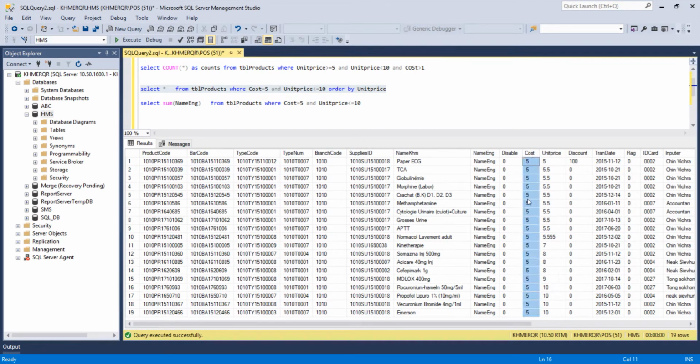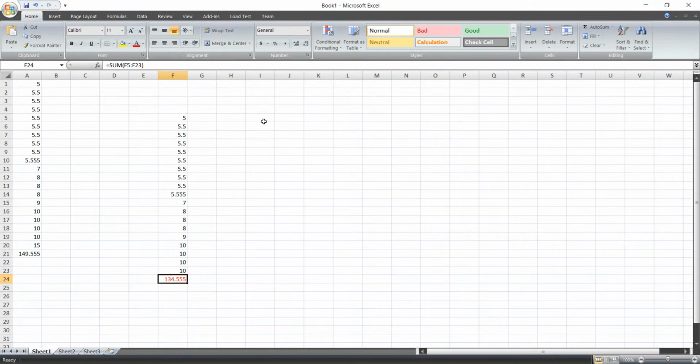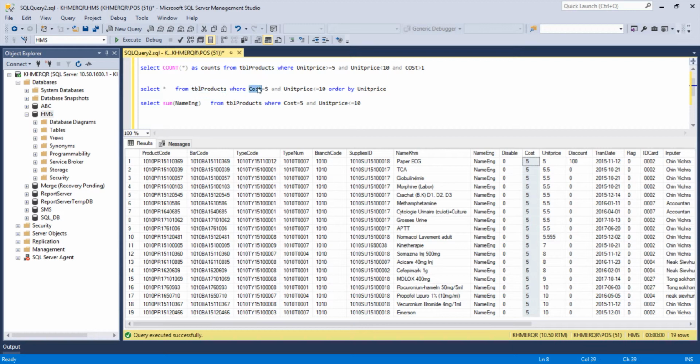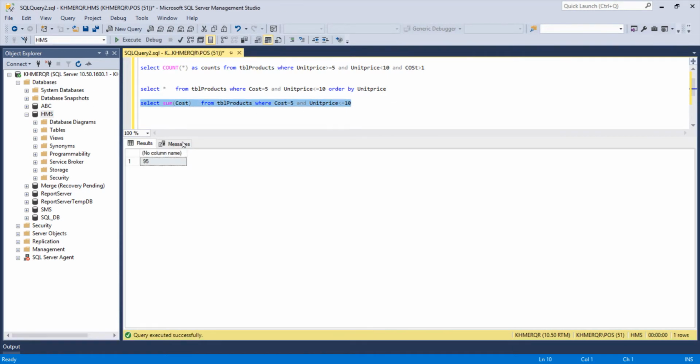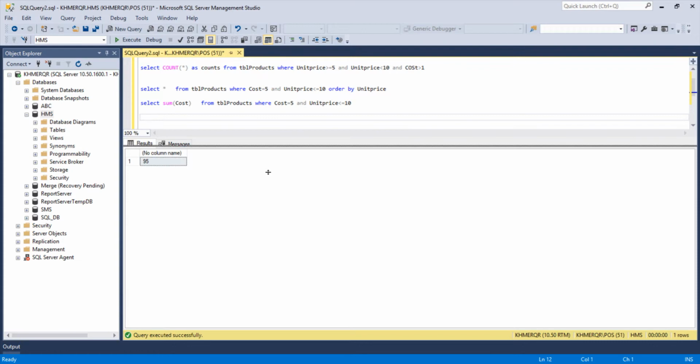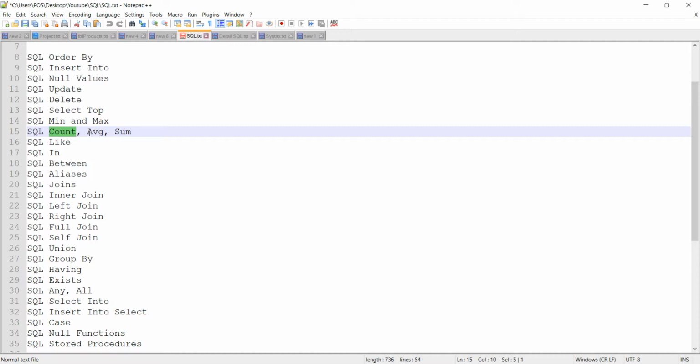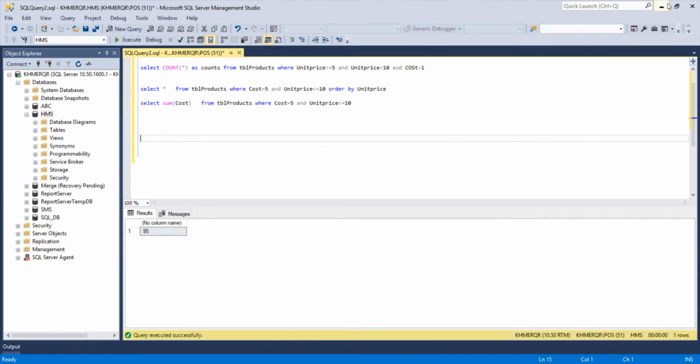And sum cost also. How much? We get 95. Isn't it? This means we finish count, average for finding the value between this one and this one, and sum, where we sum the values. It is used for number and money types. We count for numbers, and sum for numbers.